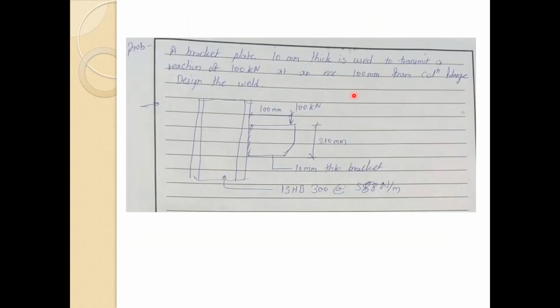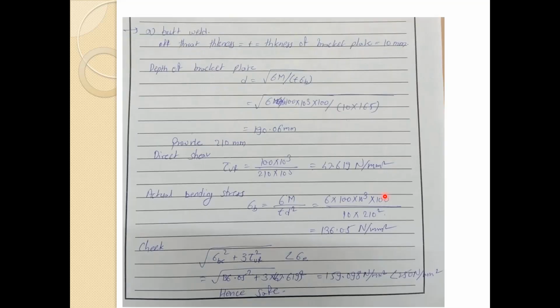Now the problems. A bracket plate of 10 mm thick is used to transmit a reaction of 100 kilonewton at an eccentricity of 100 mm from the column flange. Design the weld. So here we have this kind of connection. The weld is here. We have the eccentricity of 100 mm for the load. The bracket depth is given, that is 210, and this is the 10 mm thick bracket, and we have here ISHB 300.